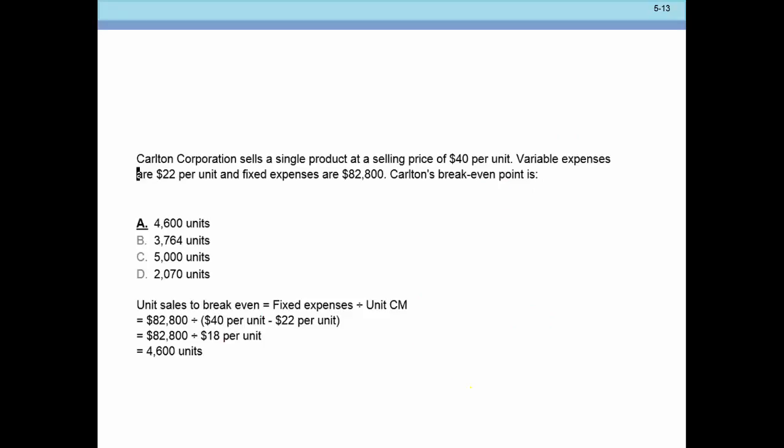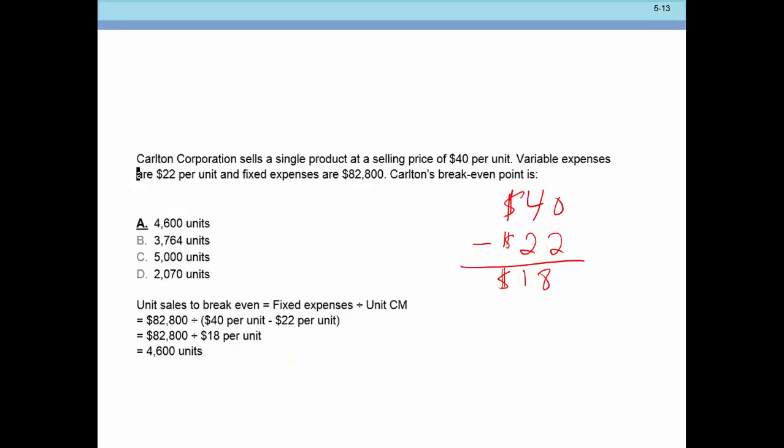All right, let's go ahead and take a look at this one now. They tell us that we have a selling price of $40 per unit, variable expenses of $22 per unit. Same thing that we just did, isn't it? Okay, so you're saying, why are you making me do this again, John? Because this is what they call practice. Okay, and so what happens? We have our $40. We take off our $22 of variable cost. Contribution margin is what? $18 per unit.